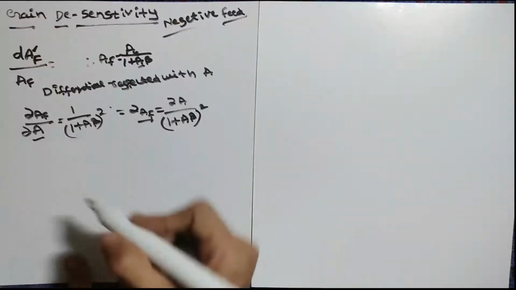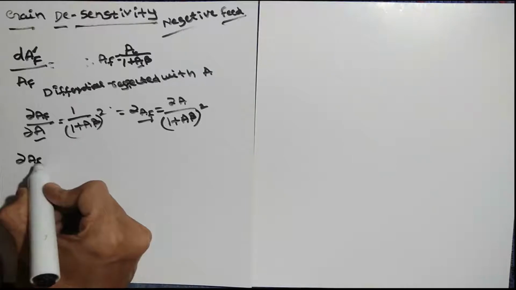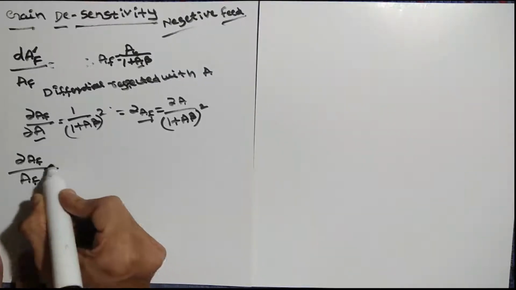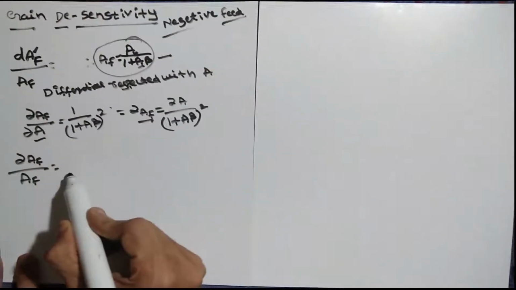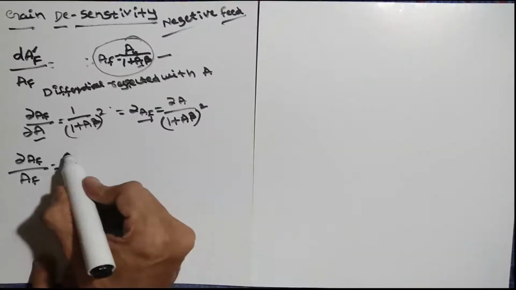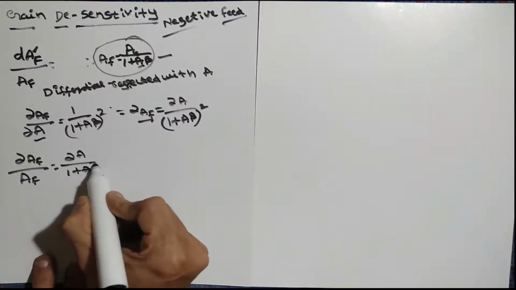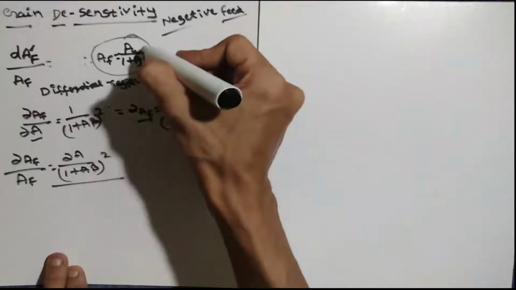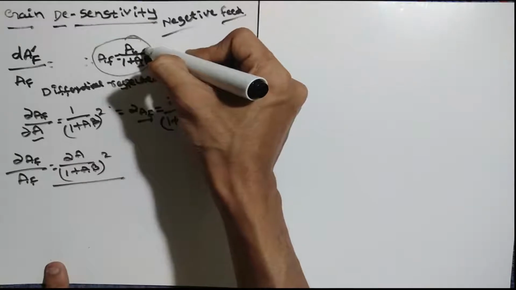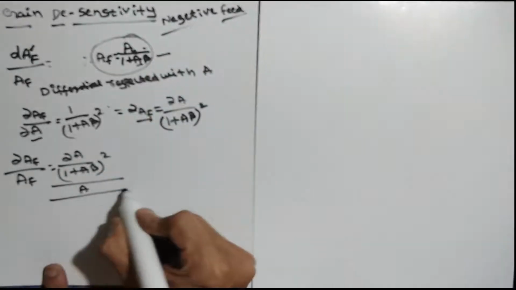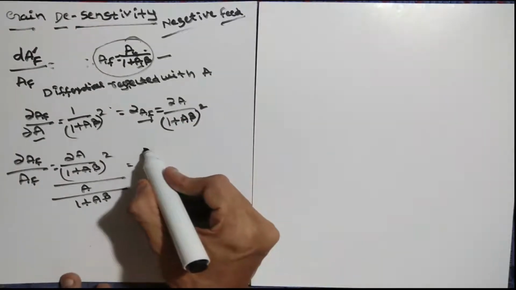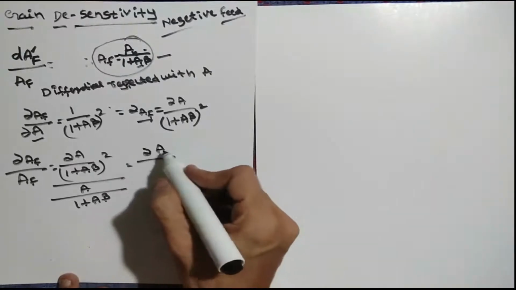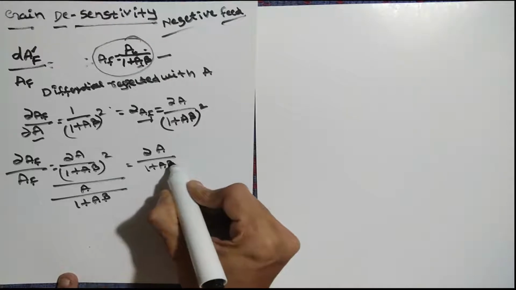This is the numerator portion. Now for desensitivity, you have to divide by AF, so we find dAF divided by AF. Apply the AF formula here. First dAF is nothing but dA divided by (1 plus A beta) whole square, divided by AF, for which we apply the formula A divided by 1 plus A beta. Simplify this, and it is dA divided by (1 plus A beta) whole square.